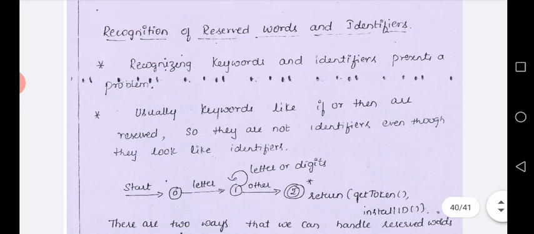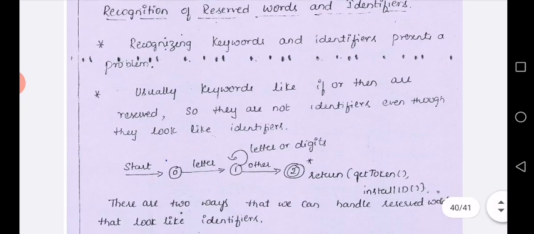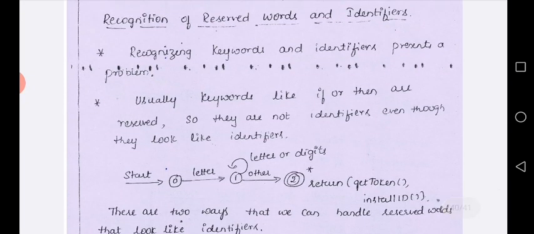Now this is very important: recognition of reserved words and identifiers. Now we have a conflict. We cannot restrict the user, saying you are not supposed to use a word called if. If I want to use it, then it should be only for statements or for an if condition. Other than that, you are not at all allowed. Such kind of restriction we cannot pose for the programmers.